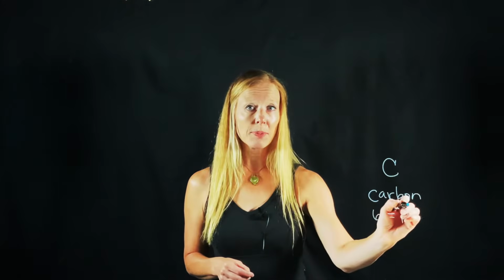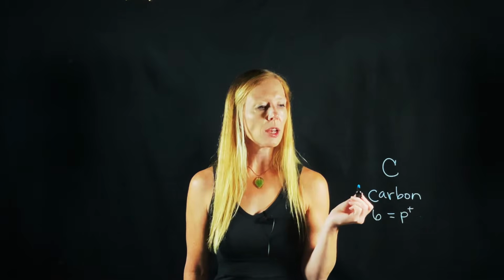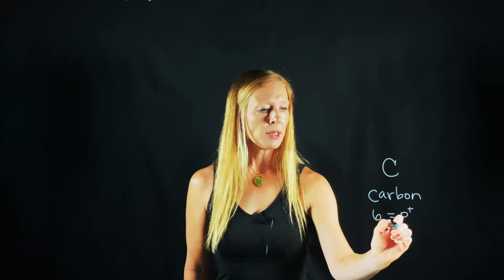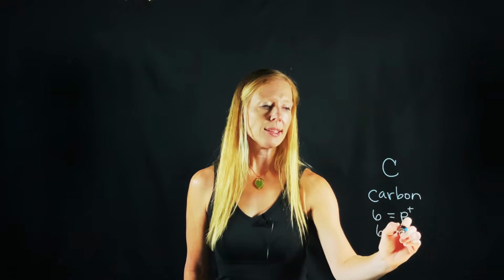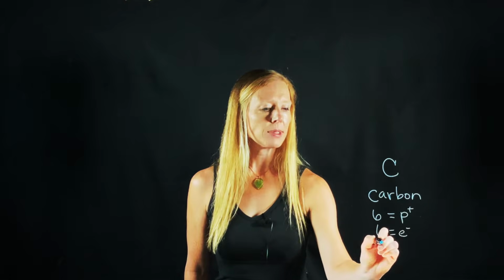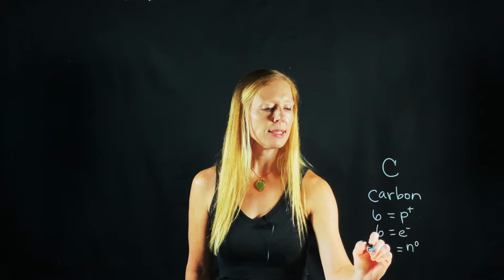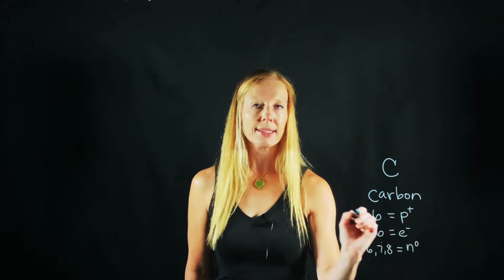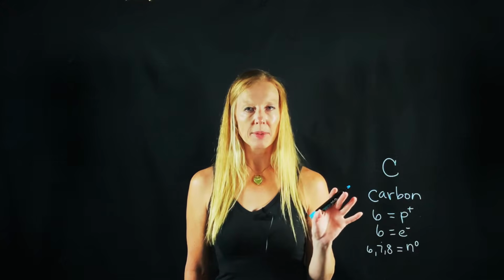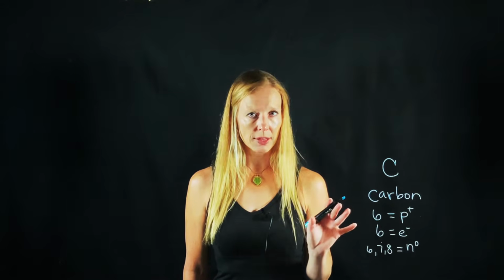I've just drawn a P plus to refer to protons because protons are the positively charged particles in the atom. Okay, this is also going to mean at a neutral charge it has 6 electrons. And then the third subatomic particle, the neutrons, it will have either 6 or 7 or 8 depending on what isotope we're talking about. But we're not going to really worry about the neutrons right now. What we care about the most are the electrons.